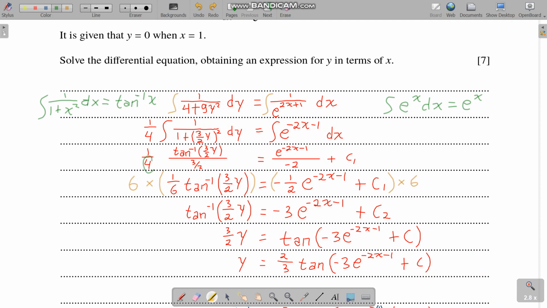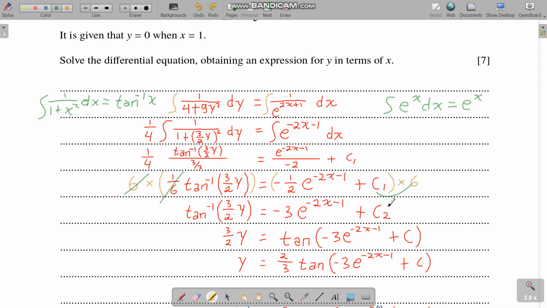Now after simplifying, 4 times 3 over 2, there will be 6. So we have 1 over 6 inverse tangent 3/2 y. And this is the same as 1 over 2, so minus 1 over 2. And because it says we need y in terms of x, we have to find y equals something. Multiply both sides by 6, we cancel out the 1 over 6, and when we multiply we get minus 3, and when you multiply you get 6c1, which is another constant. We can call it c2 or c.